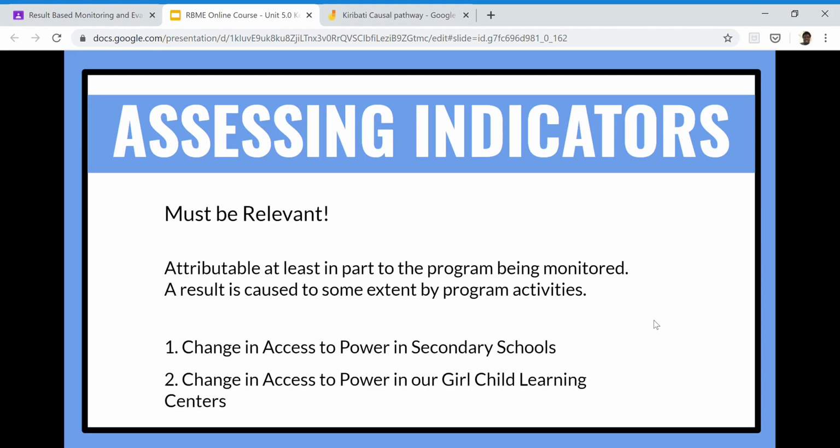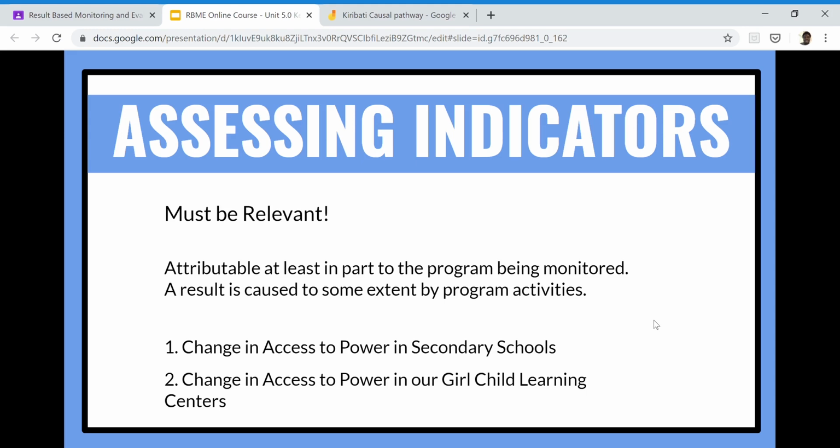It must be relevant. So it must be relevant to your own program, not generic. If you look at change in access to power in secondary school and change in access to power for a girl child at the girl child learning center, secondary schools might be generic. This program might be a girl child learning program that wants to construct girl child learning centers.